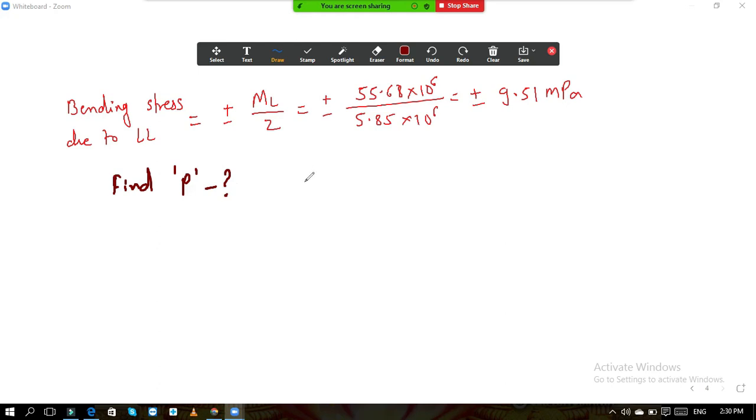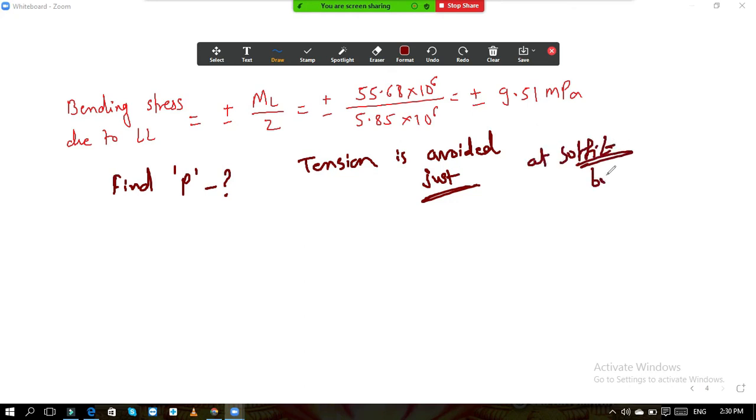What they have told us is that tension is just avoided at the soffit of the beam. Tension is avoided, and not merely avoided but just avoided. This is the important word. Tension is just avoided, and where? At the soffit. Soffit means bottom.